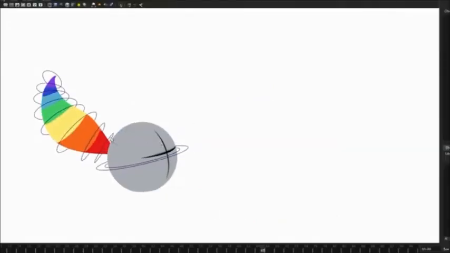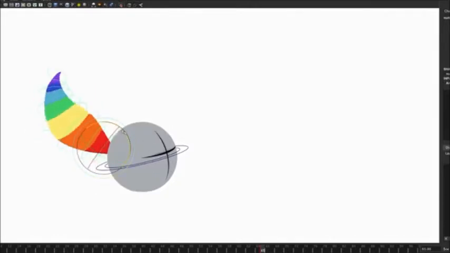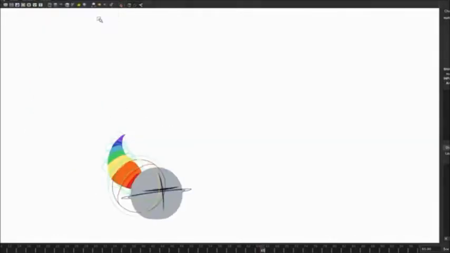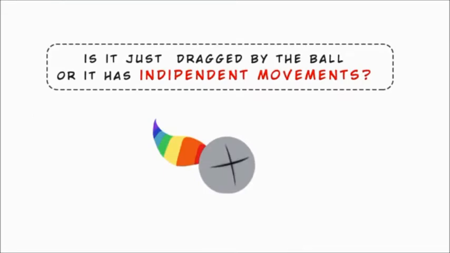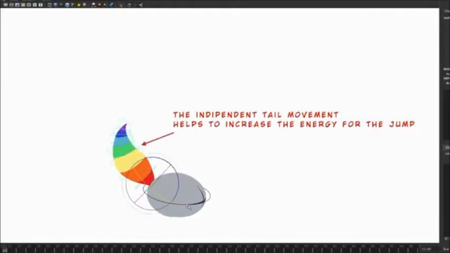So following the main action of the ball, I animate just the first section that will react to the ball movement. It's important to determine if the tail will be just dragged by the ball or if it will also move independently. In my case, the tail is mainly dragged by the ball, but it also has an independent movement when needed. For example, at the beginning, I want to use the tail to have the push for the jump, so even if the ball has a very small rotation and the squash to gain the energy for the jump, I move the tail right and left to increase this push and have more power.